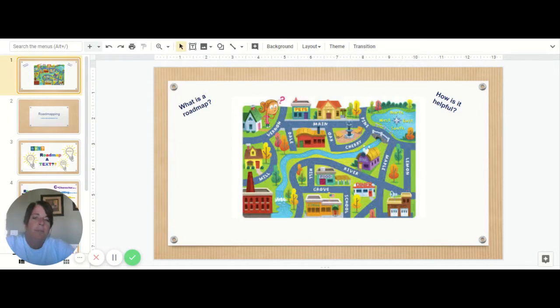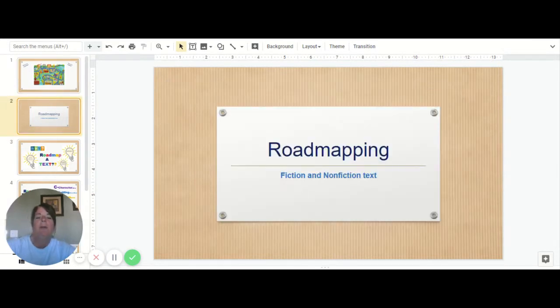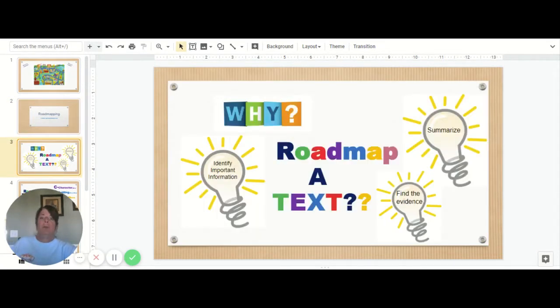Well, we use something similar when we're reading, and I know that you've done this before in your class, before we went on this break that we've had, and that is road map the text. Today we're going to talk about road mapping fiction and nonfiction text, and I know you know how to do it. So this is just a review, just to remind you of how to road map fiction and nonfiction text. But first of all, why? Why should we road map a fiction or a nonfiction or any text for that matter?